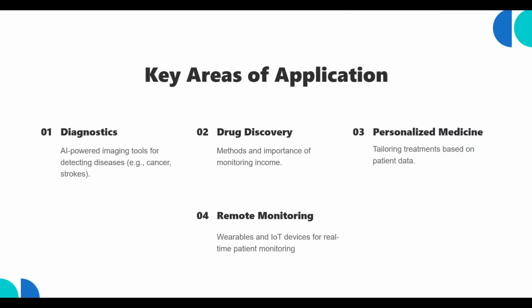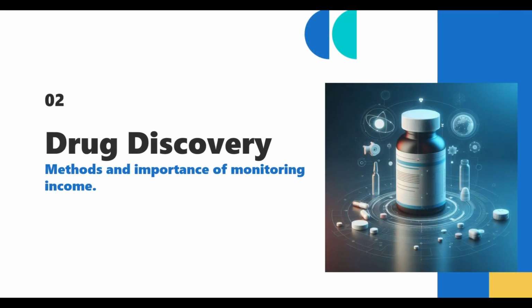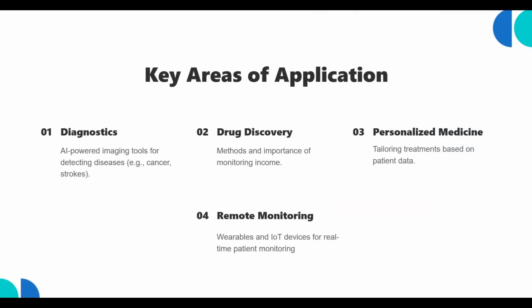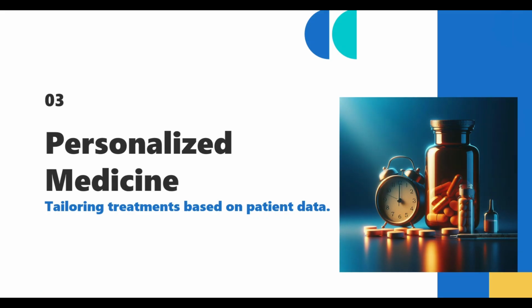Next comes drug discovery. Developing new drugs is a long and expensive process. AI is speeding this up by analyzing vast amounts of data to identify potential drug candidates. The next one is personalized medicine. AI helps tailor treatments to individual patients by analyzing their unique genetic and health data. This means treatments can be more effective and have fewer side effects.